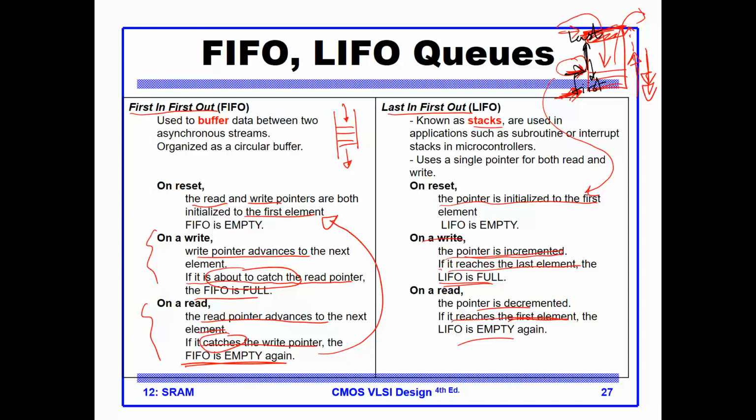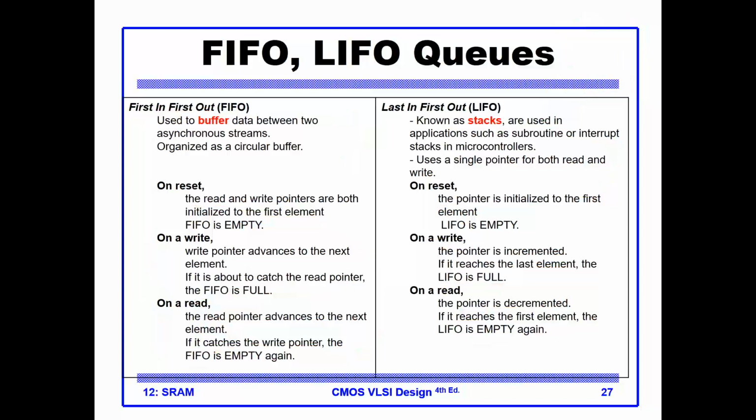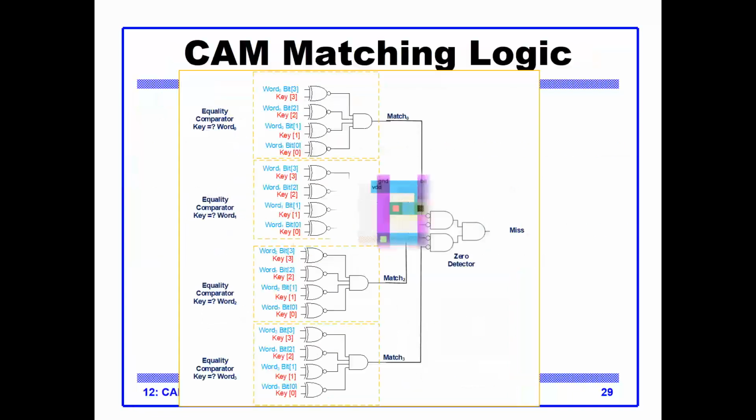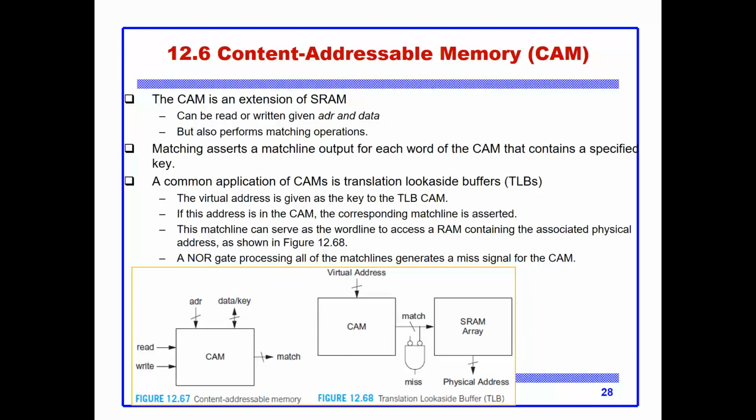Okay, all right. So that's as much as we can say about the memories. Next, we will discuss the third type of memory. So we have the random access memory, the serial memory, and the third type, which is content addressable memory.